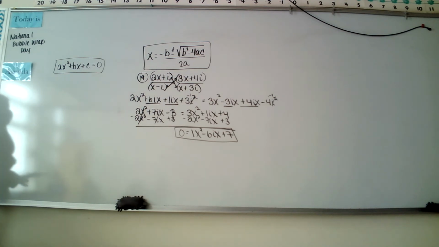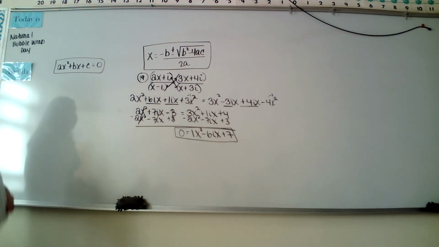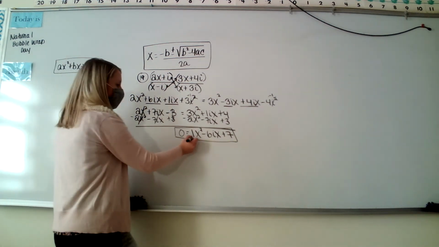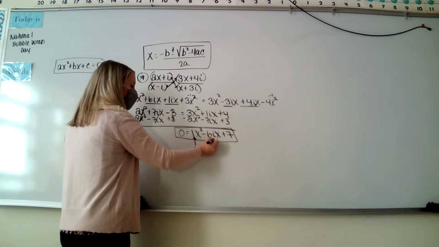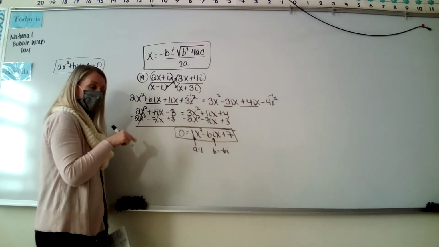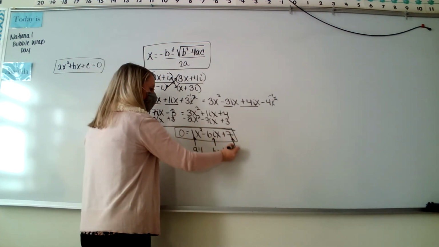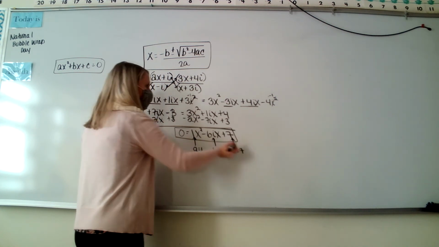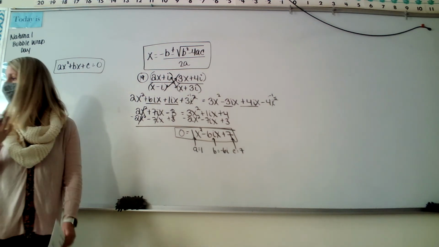From here, it's really not that bad. I feel like the i is going to throw us off. It's not. So we're just going to go through the steps and see what happens. When I'm thinking of this, a is 1. b is -6i. Remember, the x is the variable, so the -6i goes to the b. And then c is 7. So I'm going to plug in. Let's see what we got.